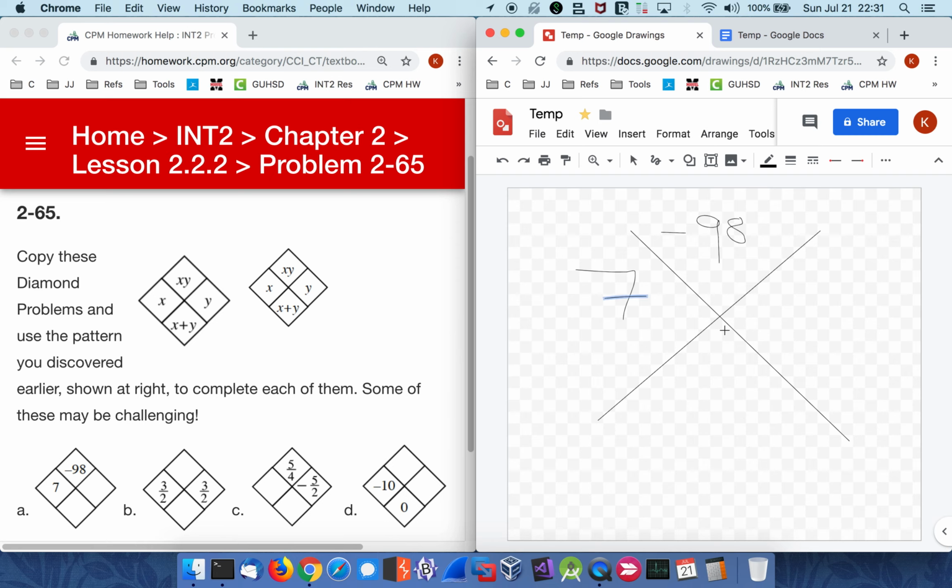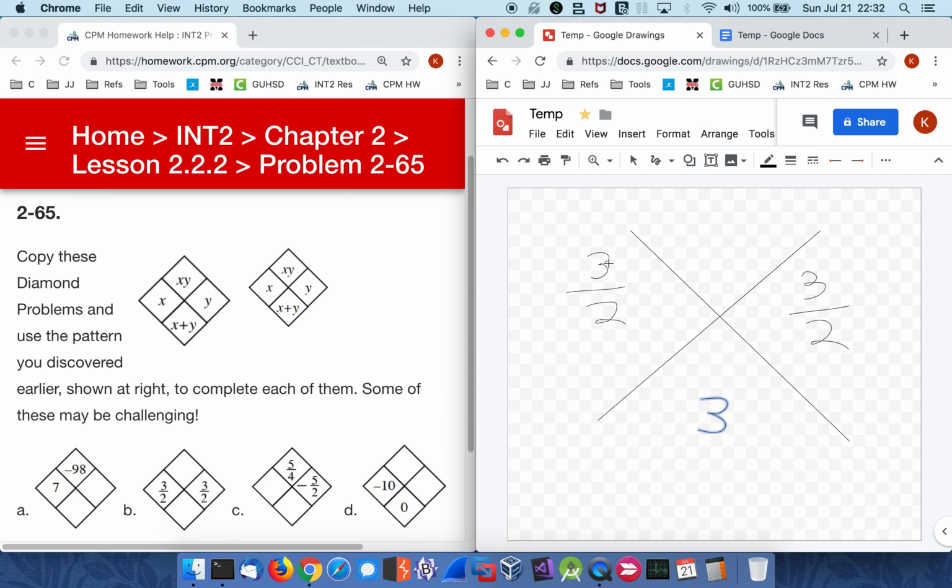Okay, so let's do B. So we've got 3 over 2 over here, and then we got 3 over 2 over here. Well, that should be pretty easy to add, shouldn't it? Because the denominators are the same. So what is that going to be? Well, that's going to be 6 over 2, right? Because they're the same, they're just going to stay 2. And then the numerator is going to be 3 plus 3, which is 6. So it would be 6 over 2, but I see they're trying to be tricky. 6 divided by 2 is 3. There we go. So that's that one.